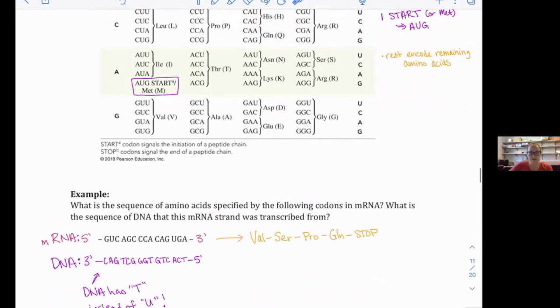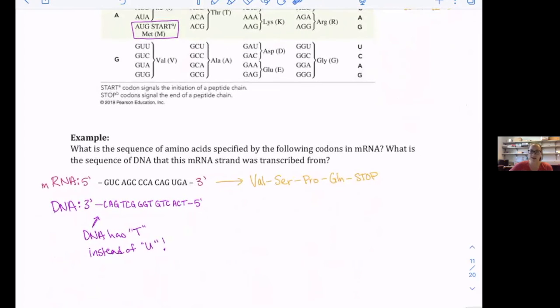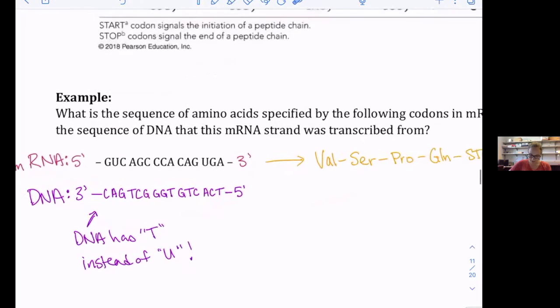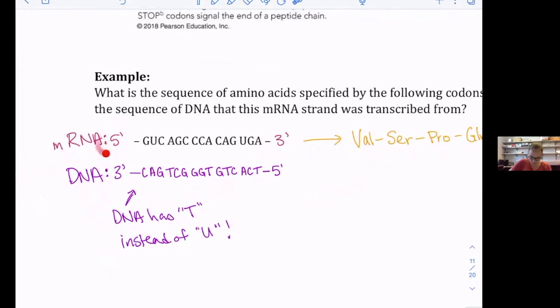The second part says, what is the sequence of DNA that this mRNA strand was transcribed from? So what we're going to do is very similar to what we did when we were replicating DNA, in that you have the opposite of those complementary base pairs in the opposite order. So we have 3' here, or 5' in RNA. So you'll have the 3' going backwards. And then you're going to use your complementary base pairs. So if this one has a G, this one has a C. This one has a U, so now it has an A, because remember in RNA, it's a U. We keep going, we have C to G.